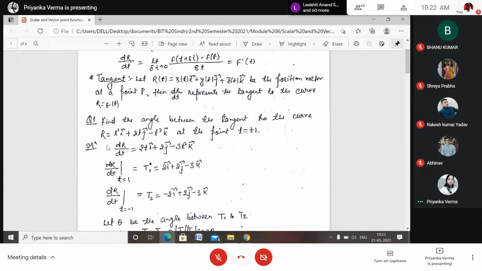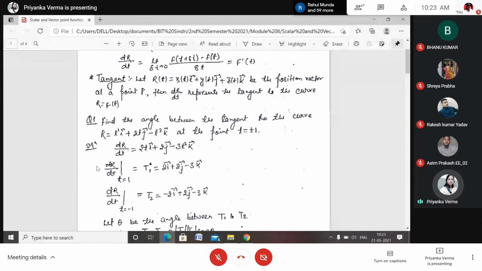This is r. We are differentiating with respect to t the first time. So dr by dt is equal to t square differentiated, that means 2t i, plus differentiation of 2t, 2j, minus differentiation of t cube, 3t square, and then k. So this is dr by dt. Now we have to evaluate the tangent at t equal to 1. So dr by dt at t equal to 1, suppose I have taken it as T1, will be 2i plus 2j minus 3k.